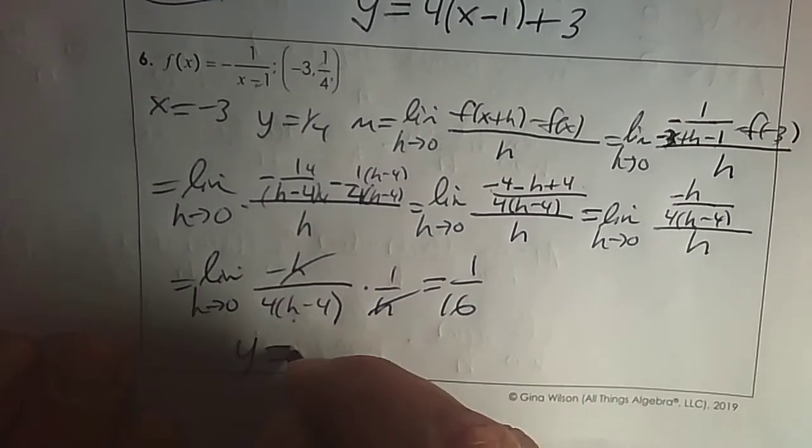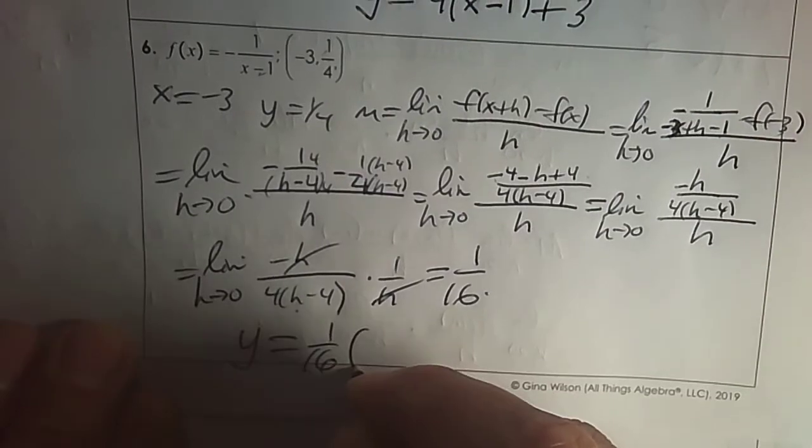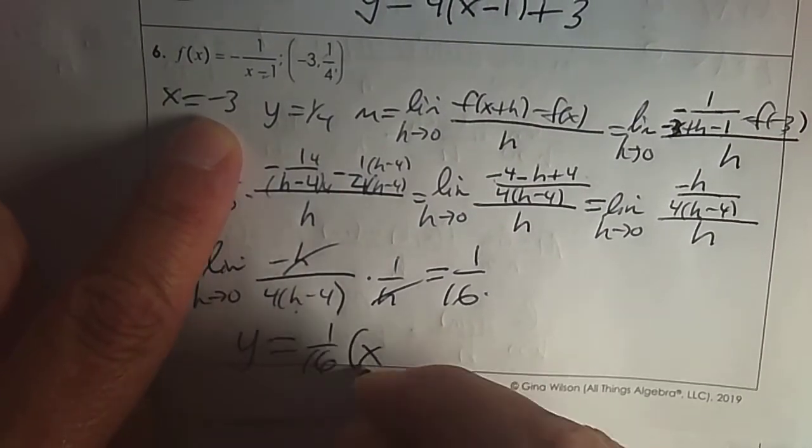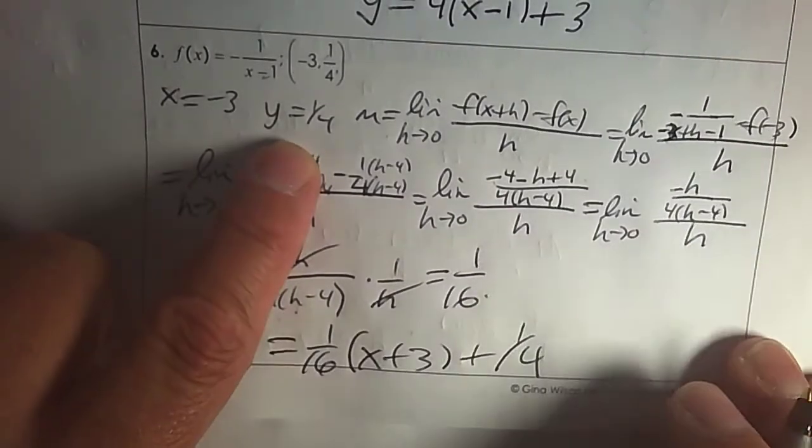So what's the equation of the tangent line? So what's the slope? 1/16. What's the x-coordinate? X plus 3. And what's the y-coordinate? Plus 1/4. Done.